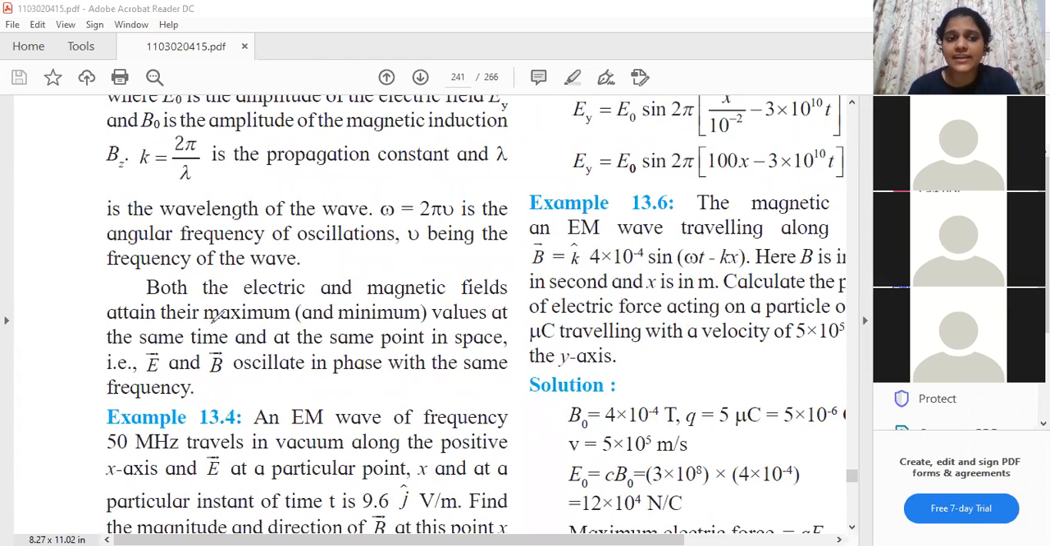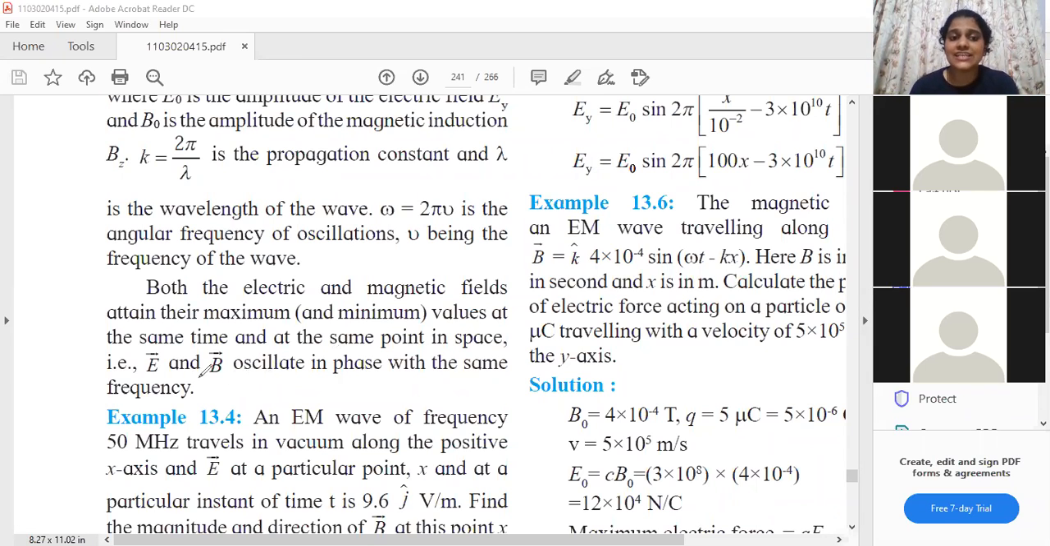Both electric and magnetic fields attain their maximum and minimum values at the same time and at the same point in space. Okay, fine. Because they go hand in hand, right? Electric field and magnetic field, you have seen. They are always in phase. They are propagating together. It's not like one is ahead and one is behind, no. The propagation is happening together.